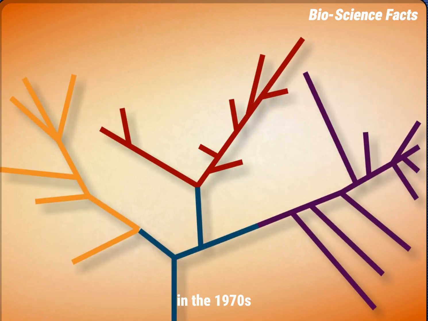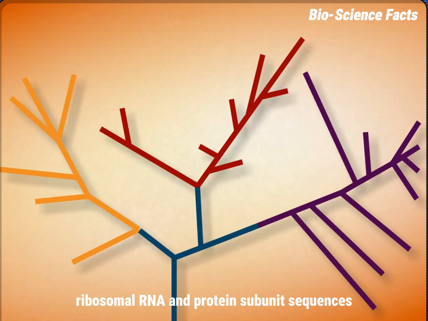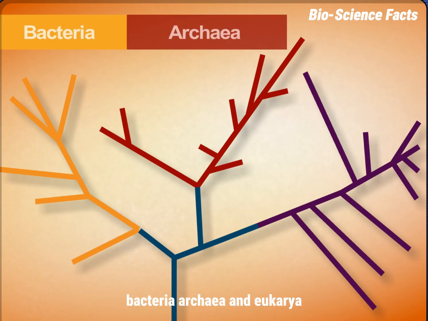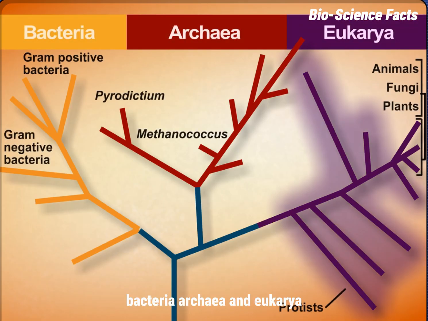In the 1970s, researchers began to use molecular characteristics such as comparisons of DNA, ribosomal RNA, and protein subunit sequences to construct phylogenetic trees. These molecular methods have revolutionized phylogenetics. For example, living organisms are now viewed as being divided into three domains: bacteria, archaea, and eukarya.